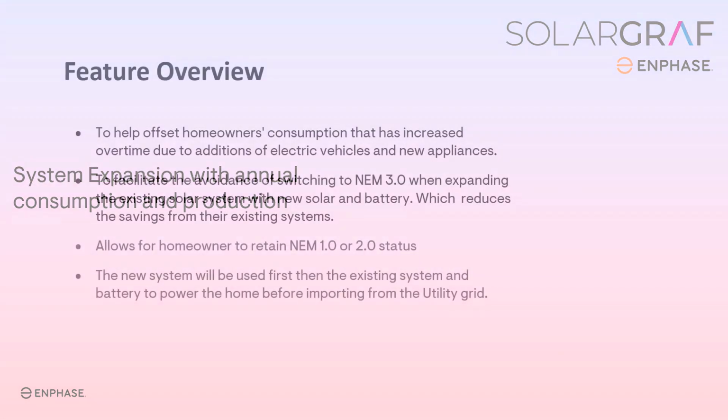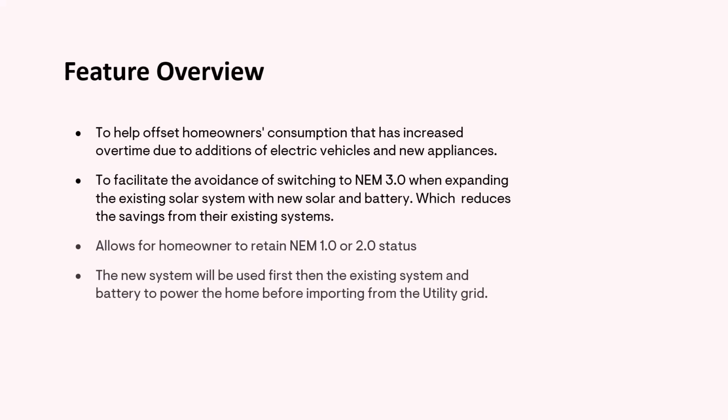System expansion is a great solution for homeowners in California whose home consumption increased over time. It may be due to adding an EV or expanding the list of appliances in the home. Expanding the existing solar system with new solar and battery will mandate homeowners to go to NEM 3, which will reduce the savings from their existing systems.